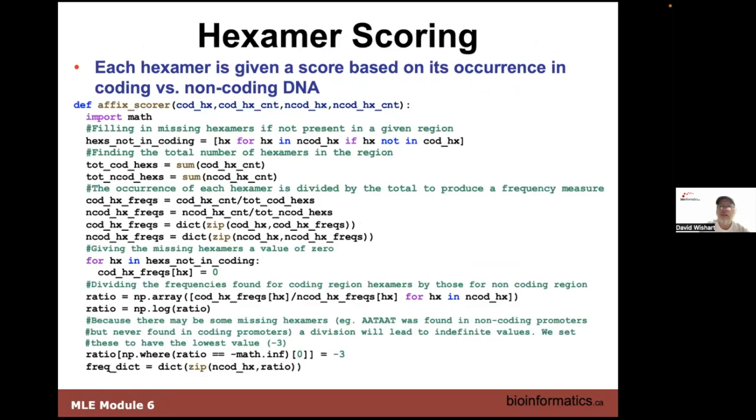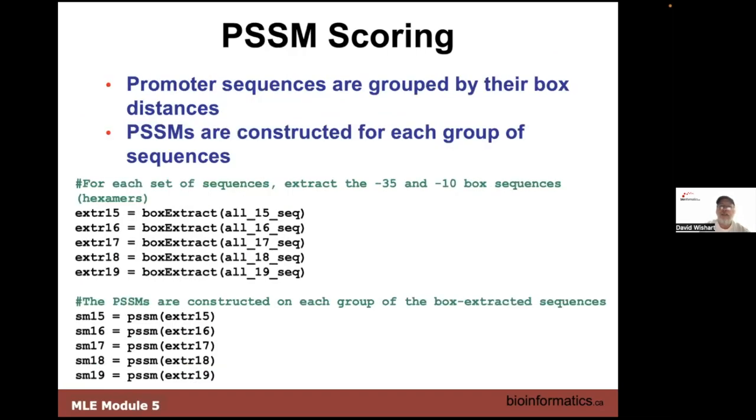Each hexamer is given a score based on what we already know from other genome data sets about what's typically found in coding and non-coding. So again, we're producing feature values, and every open reading frame is getting these, so it's 32 input values. Then we do the position specific scoring matrix.